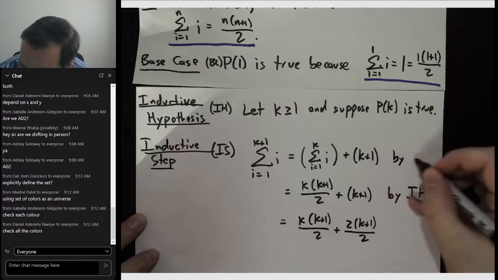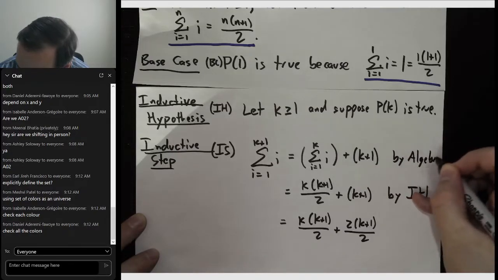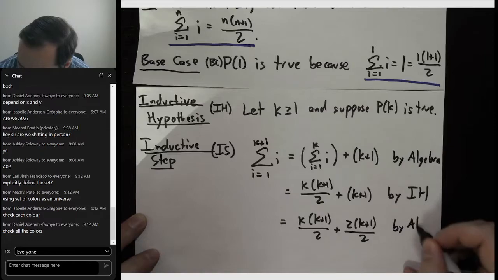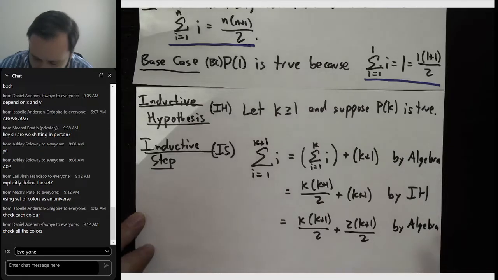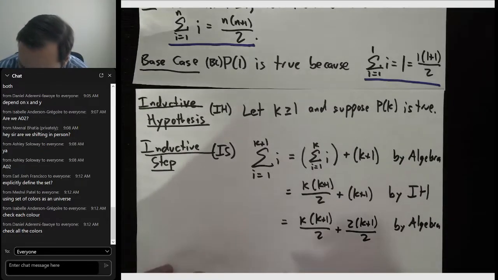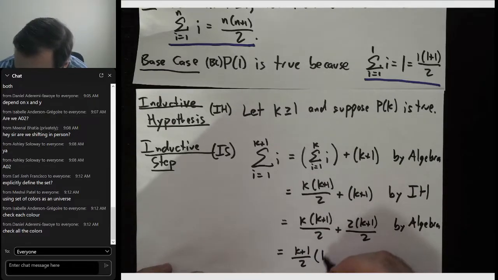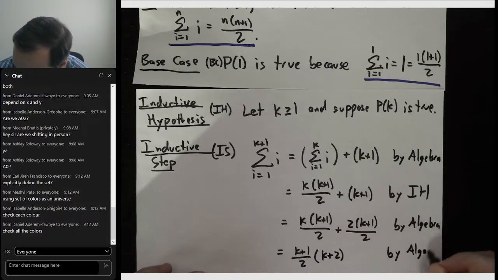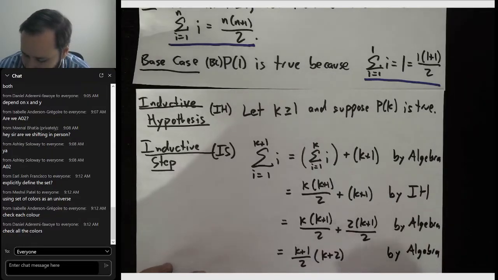I'll even add here, by algebra. Good to explain how your steps are working. And now I can factor out a (k+1)/2 and multiply it by (k+2). This is by algebra. And now if I rewrite this, this is (k+1) times (k+1) divided by 2. Again, just by algebra. I'm not doing anything fancy here.